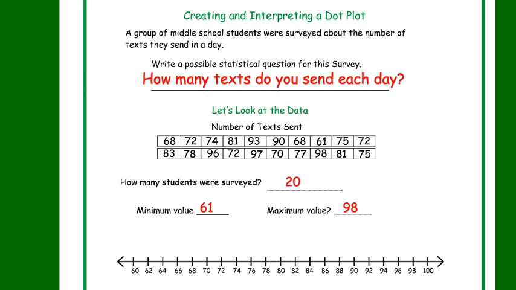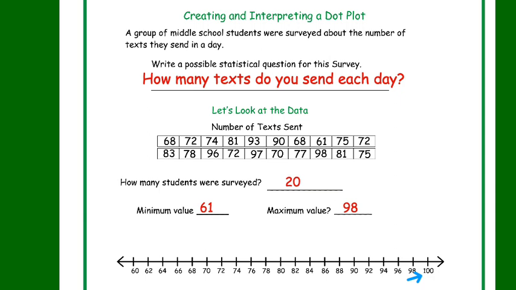Now we are ready to create our dot plot using the data points that were collected from above. The first step is to draw a number line. For this practice problem, I have provided one for you, but I want you to notice that the number line starts at 60 and ends at 100. The reason being that the minimum value of the data points is 61 and the maximum value is 98.